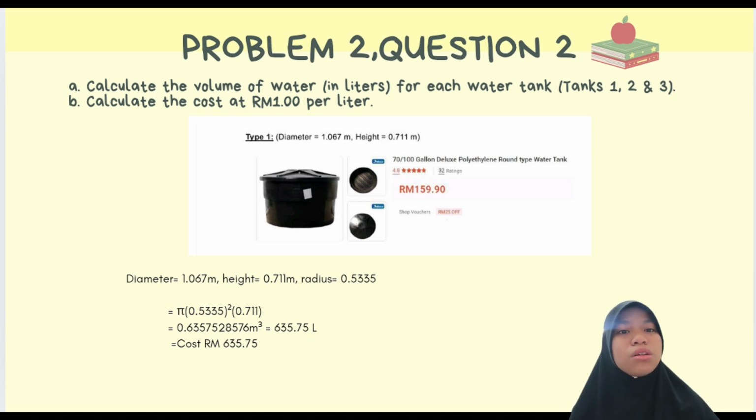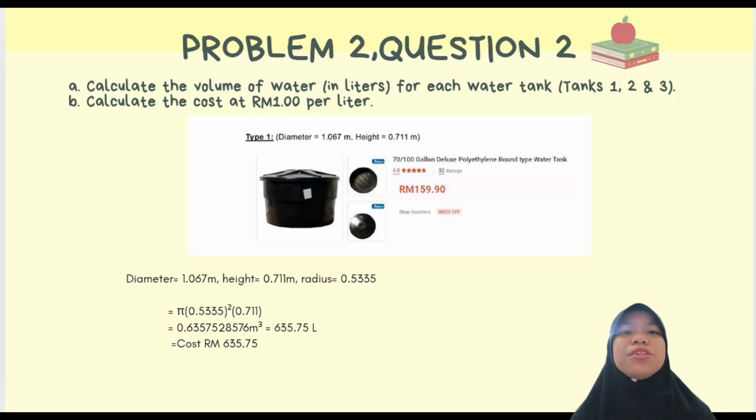Calculation of volume. To calculate the volume of water for each tank, we use the formula for the volume of a cylinder, which is volume equals pi times r squared times h, where r is the radius and h is the height of the tanks. After finding the volume in cubic meters, we convert it into liters by multiplying by 1000, since 1 cubic meter equals 1000 liters. Let's look at the results one by one.